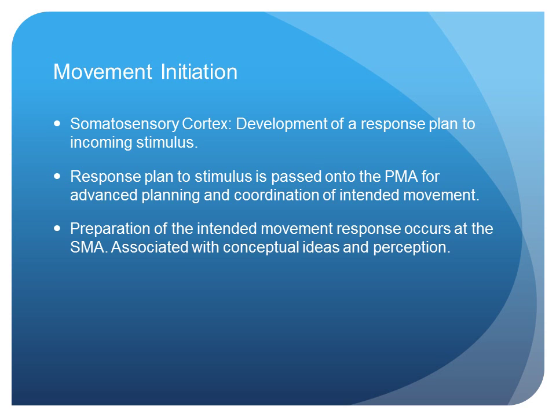It also receives information from the thalamus and the cerebellum and passes the advanced plan onto the SMA. Preparation of the intended movement response occurs in the supplementary motor area, or SMA, and it's associated with conceptual ideas. The SMA uses memory of previous attempts or similar movements to prepare upcoming movements, then modifies the movement execution, and it receives additional input from the thalamus and the basal ganglia.